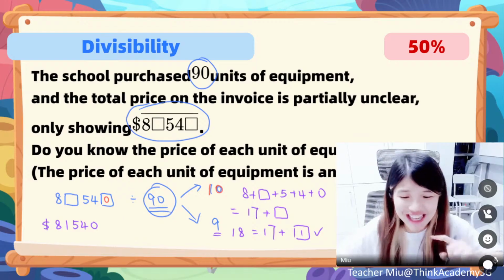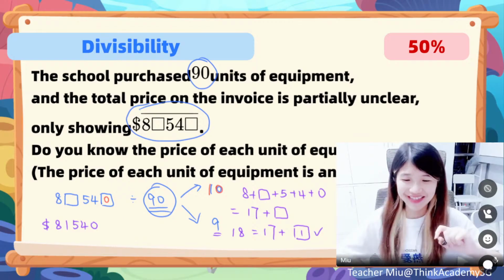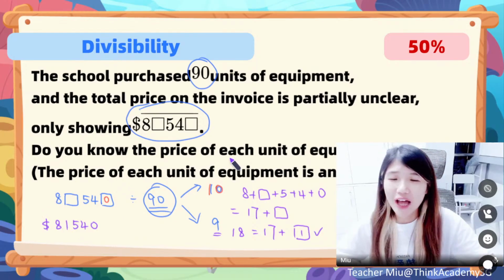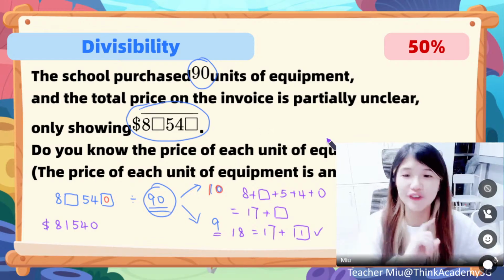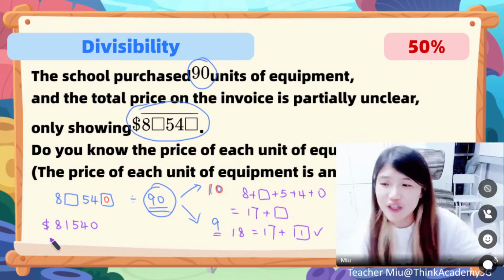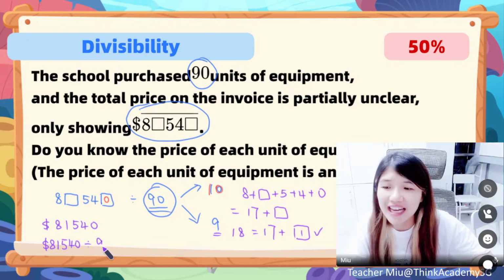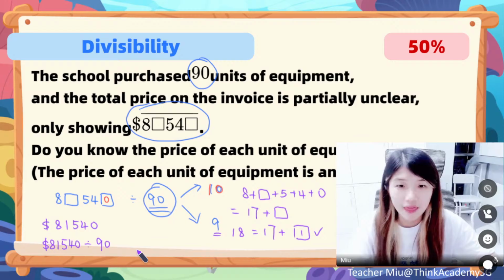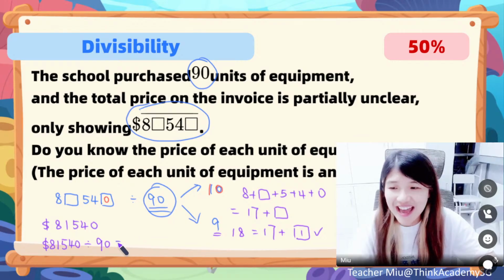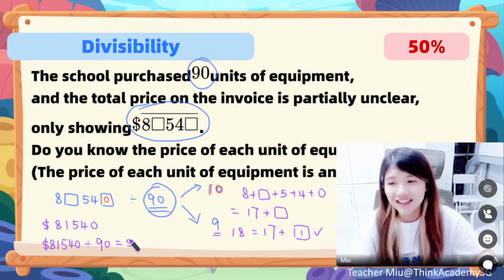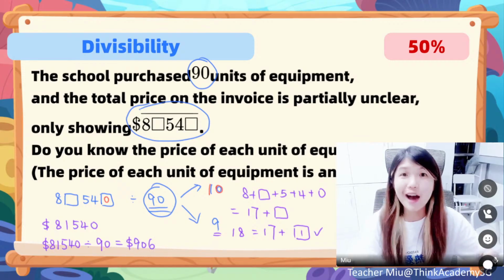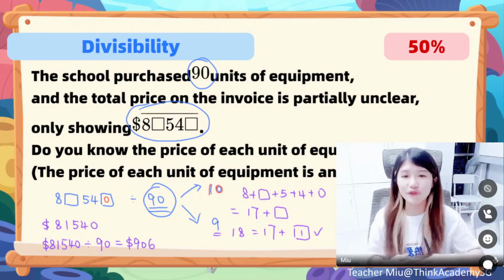That's not the end. Since we are looking at each of the equipment, that means we still need to use the total price, 81,540, divided by 90 units of the equipment, which you will in the end go to $906 each. That's how we can go to each piece of equipment.